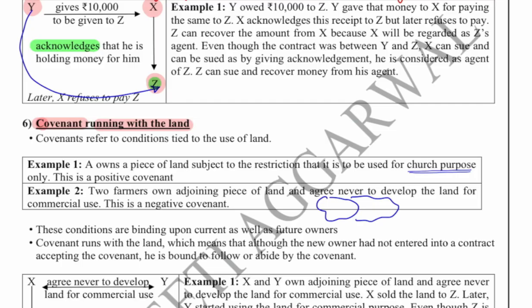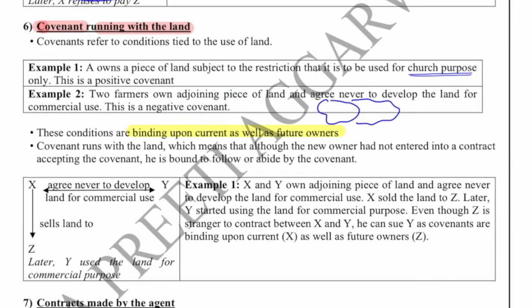These covenants are so attached to the land that when the land is sold to someone else, it goes along with the covenant. Land is given with the covenants. So these conditions, they run with the land. When the land is sold, the land and covenants go to the new owner together. These conditions are binding on current as well as future owners. The future owner has never entered into a contract creating these covenants, but even then he is bound by these covenants.